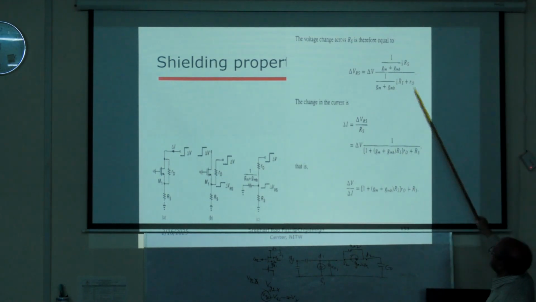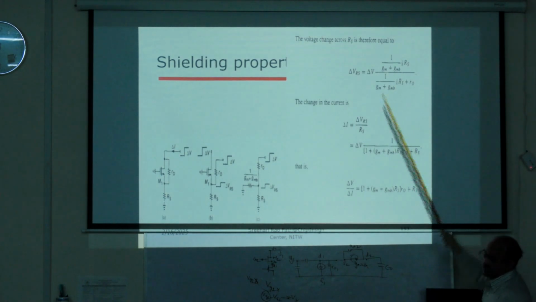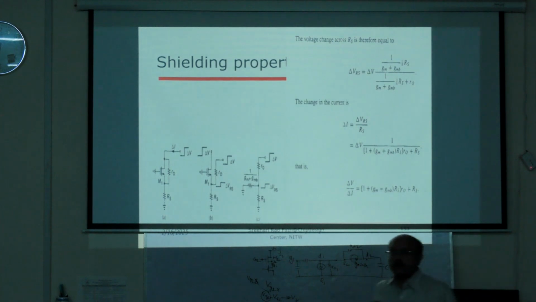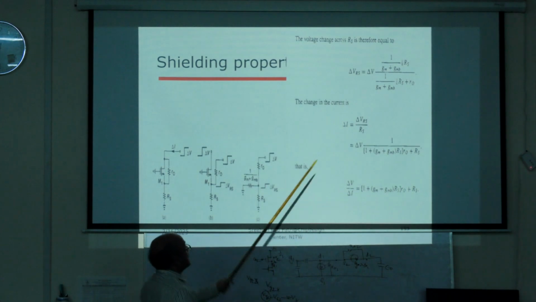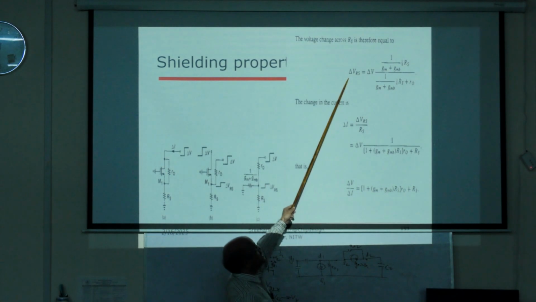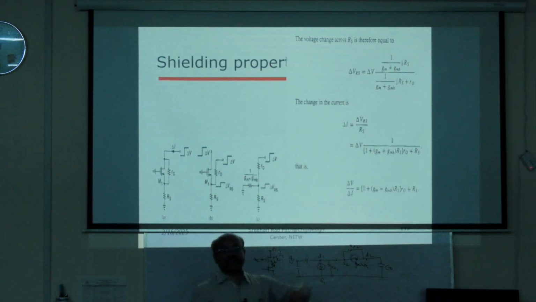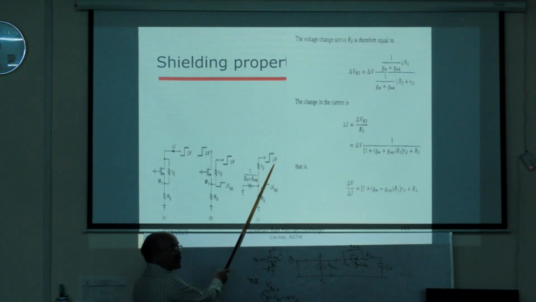The denominator is larger because the denominator has R0 plus this, all is there. R0 is big, so the denominator is larger. This itself clearly demonstrates that delta VRS is only a fraction of the delta V. So if there is a change in the output node here by delta V, only a fraction of that appears at this node, right?